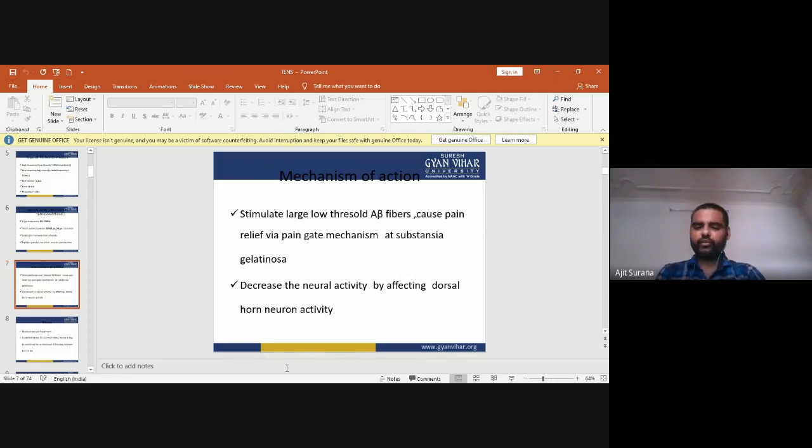They decrease the neural activity by affecting dorsal horn neuron activity. So this is the mechanism of action of high frequency TENS. First, they stimulate the large low threshold A-beta fibers, causing pain relief by the pain gate mechanism at the substantia gelatinosa. And second, they decrease the neural activity by affecting the dorsal horn neuron activity.